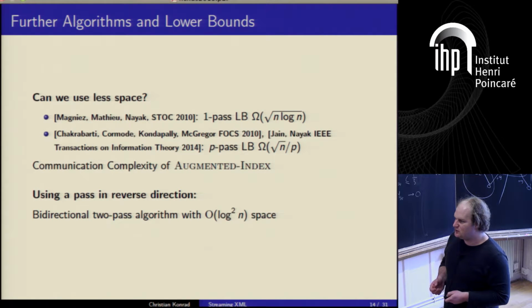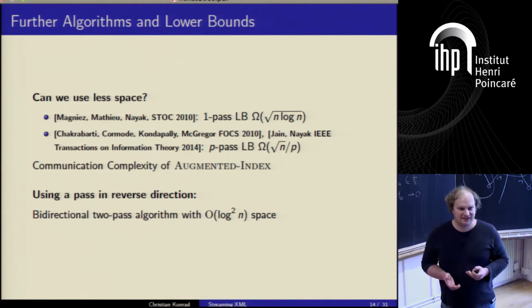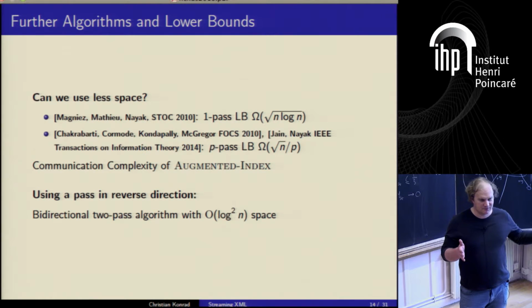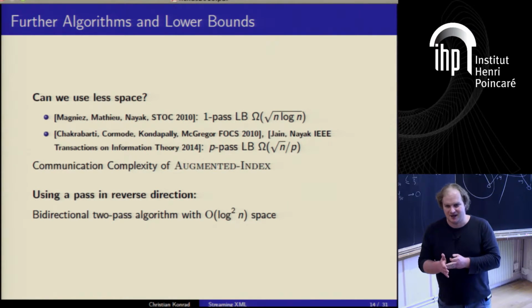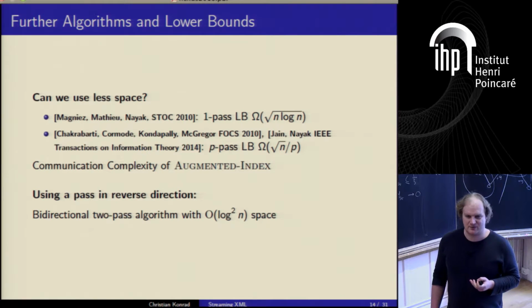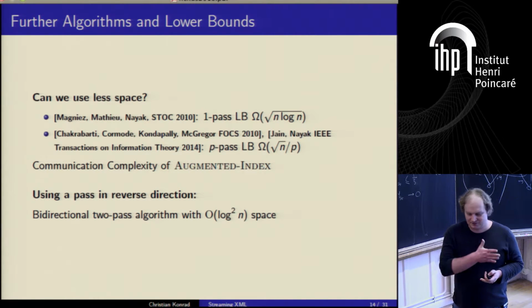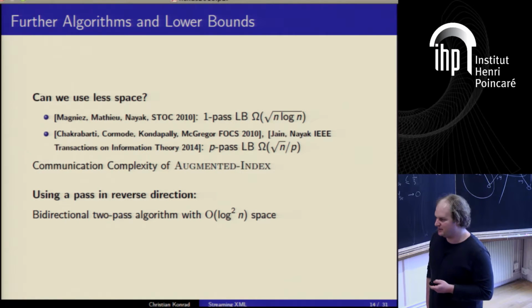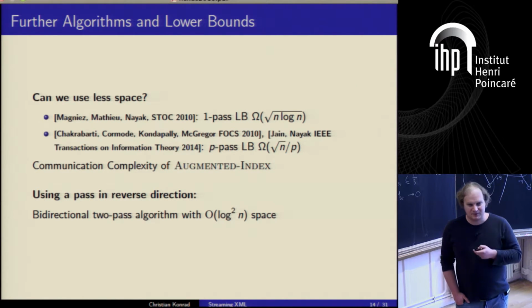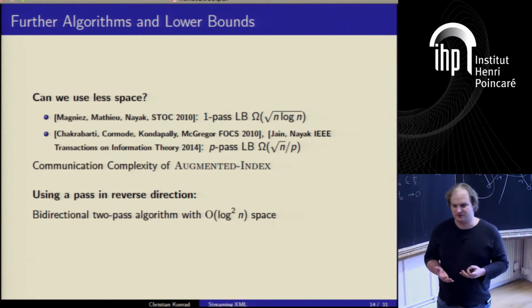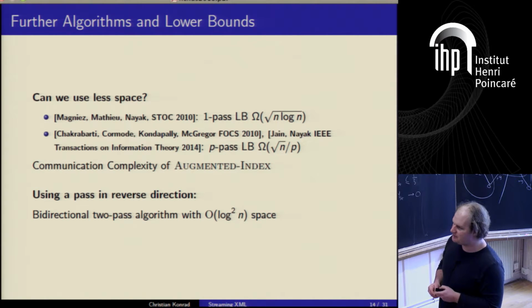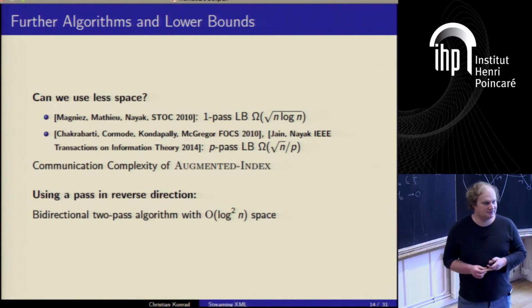However, if we use a pass in reverse direction, so if we get a 2-pass algorithm where 1 pass goes from left to right and 1 pass goes from right to left, the memory goes down to log squared, which is a quite curious phenomenon that by a reverse pass you can reduce the space by quite a lot. But if you have passes in the same direction, you cannot improve by much. This phenomenon will also appear for the next problem I talk about, and I will go into more detail and show why this is the case for different problems. Are there any questions so far?